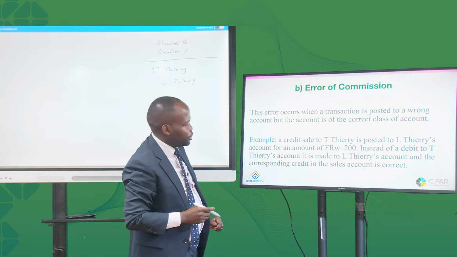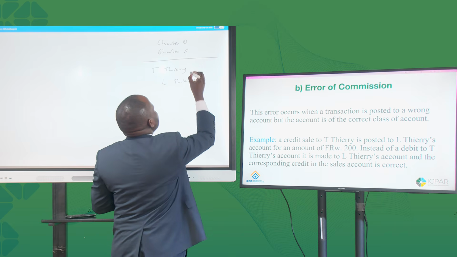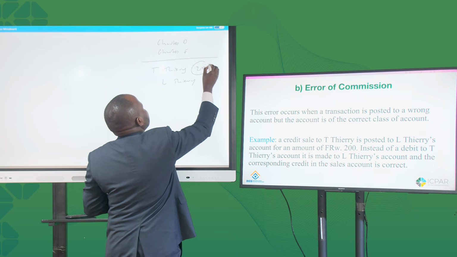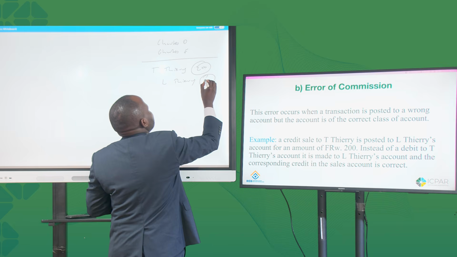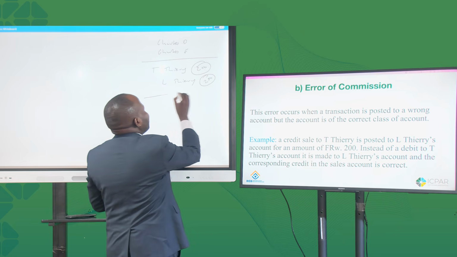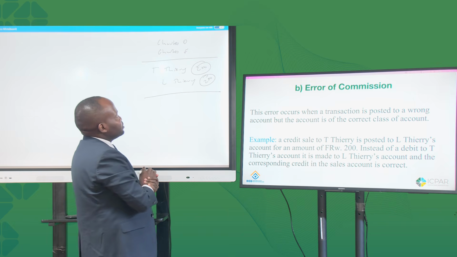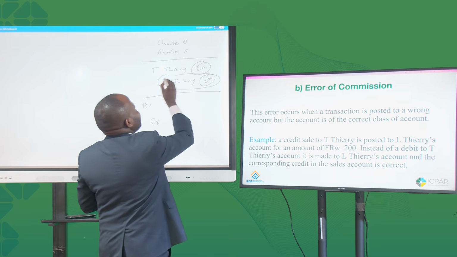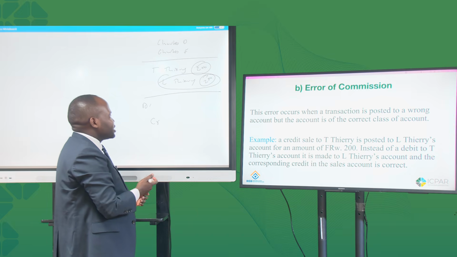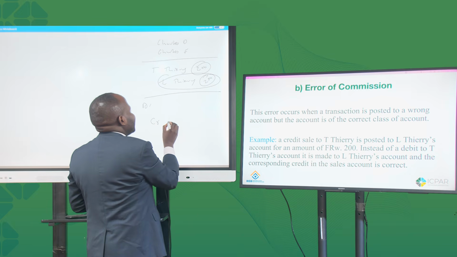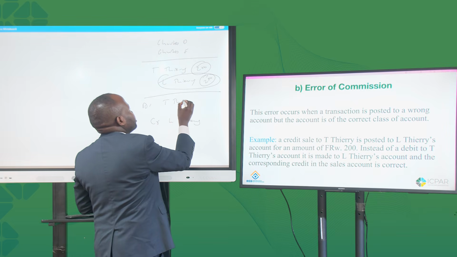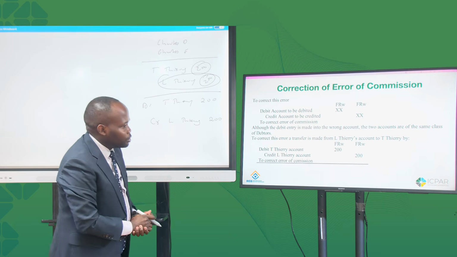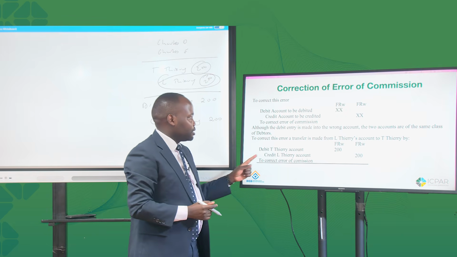And the posting was what? 200. So you were supposed to debit 200 to T Theory, but you debited it to L Theory. So how do you correct that? You just reverse those entries. So you will have a debit and a credit. Remember, you posted to L Theory instead of T Theory, so you credit L Theory, and you debit the correct account, T Theory. This is 200 and that is 200. The next slide shows the example we have covered.